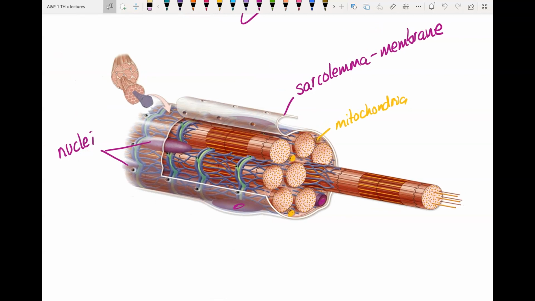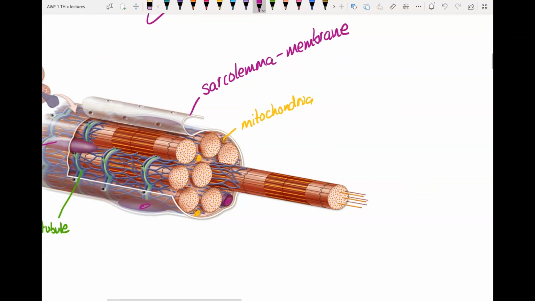We have a few other unique structures to muscle. Notice these green things. These green things here are a T-tubule. Okay, so your nerves stimulate your muscles to contract, and nerves use electric signals. Your muscle also has to be able to conduct that electric signal. Electricity is what makes muscles contract. So one thing that is unique about your sarcolemma is that it conducts an electric signal. It will have an action potential just like an axon.